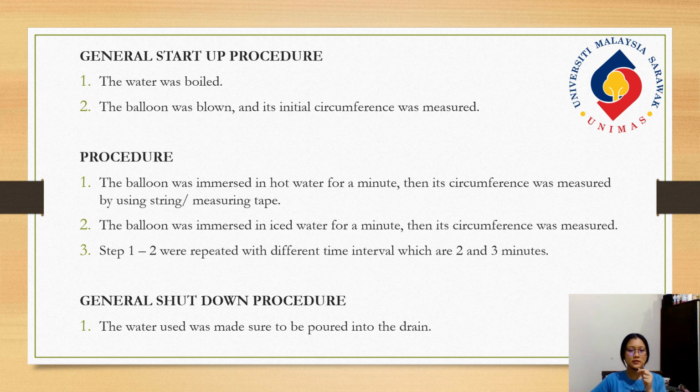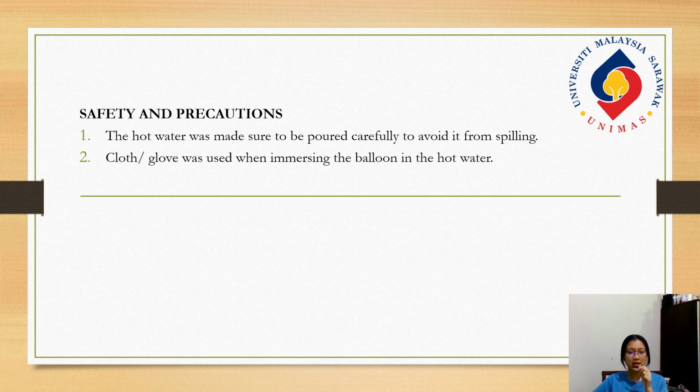As for the general shutdown procedure, the water used was poured into the drain. Lastly, for safety and precaution, the hot water was poured carefully to avoid spilling, and a cloth or glove was used when immersing the balloon in the hot water.